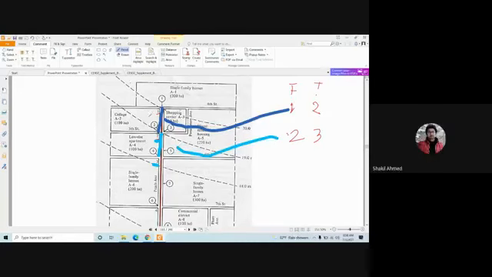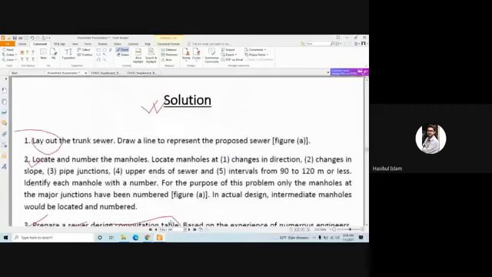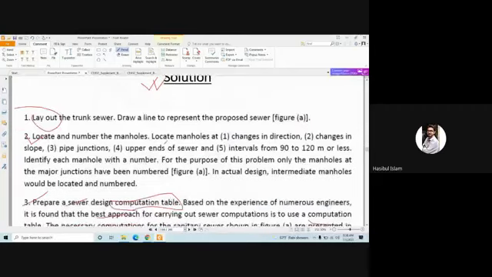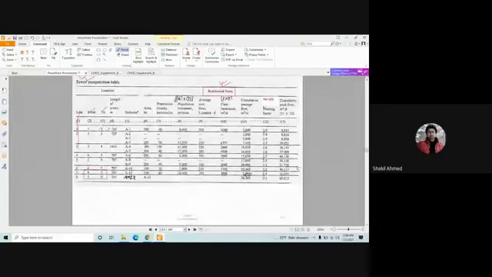1 to 2 means this 1 to this 2, not this one, not this one. We are referring to manhole 1 to 2. And 2 to 3 is from manhole 2 to manhole 3, that means this 2 to this 3. Clear? Yes, sir. Okay. 1 to 2, 2 to 3, 3 to 4, 4 to 5, like this. Now, from 1 to 2, that means which area?